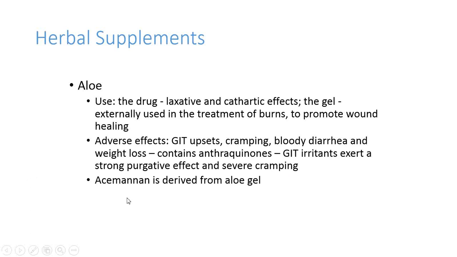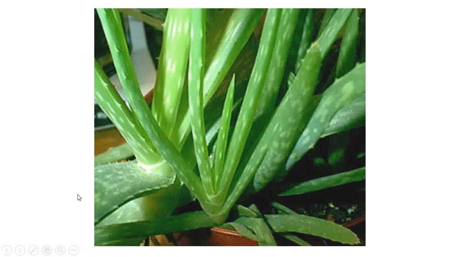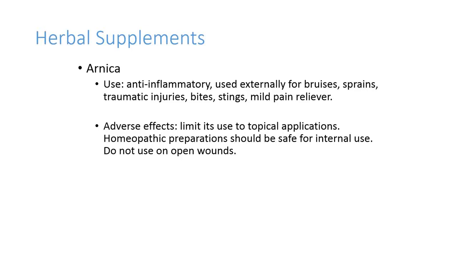Acemannan is derived from aloe gel. Acemannan was a drug used early on in the treatment of AIDS. This is used to treat feline leukemia virus. We did some early research on Acemannan. The clinic I worked in, myself and several other people did some early research with a lab here in Dallas. But just there's aloe vera. You've all seen this.